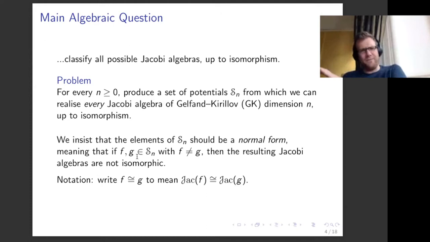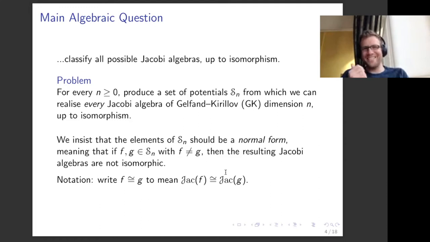And so just as notation later, it's a little bit cheeky, I'm going to say F is isomorphic to G really to mean that the Jacobi algebras are isomorphic. And so to certain experts in the room, what I'm not saying is that there's an algebra automorphism that takes F to G, I'm just saying that I'm allowing myself more flexibility. I just want the Jacobi algebras to be isomorphic. And so that's the algebraic question. And if you'd asked me this question even maybe a year ago, I'd have pretty much laughed at you and said there's absolutely no chance that you're going to be able to do this.